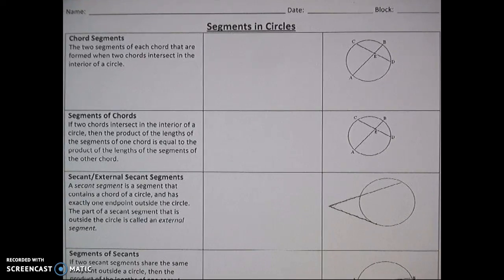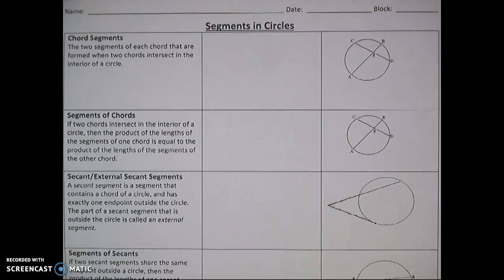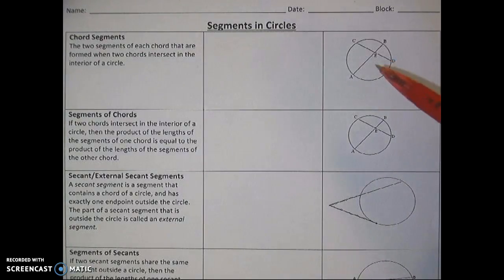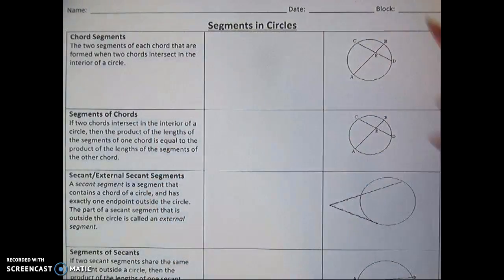All right, the second part of this lesson is about the segments in circles. There are several different types of segments. Chord segments are the two segments of each chord that are formed when two chords intersect in the interior.